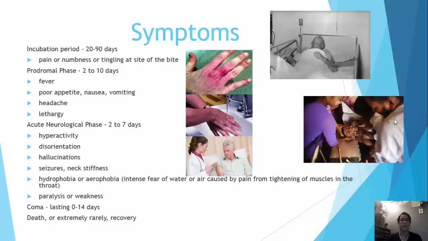The prodromal phase, 2 to 8 days, is when we see fever, poor appetite, nausea, vomiting, headache, and lethargy. However, these are very non-specific symptoms, and so until we get to the acute neurological phase, which lasts 2 to 7 days, and that's where we see the hyperactivity, disorientation, hallucinations, seizure, hydrophobia, aerophobia, paralysis, or weakness.